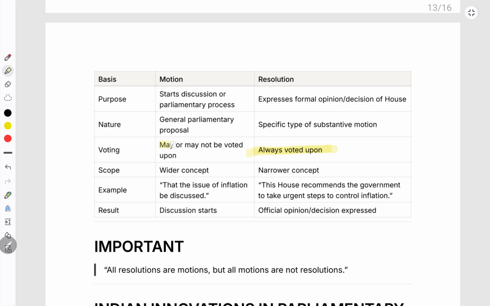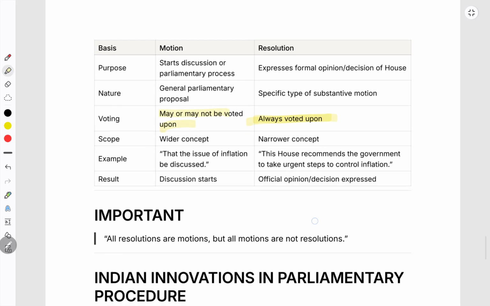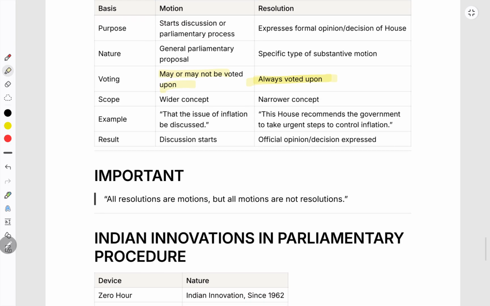Okay, so a motion is a wider concept, but a resolution is a narrower concept. Okay, after a motion the discussion will start, and with a resolution, the official opinion or decision is expressed through it. And so let's see an example for motion.